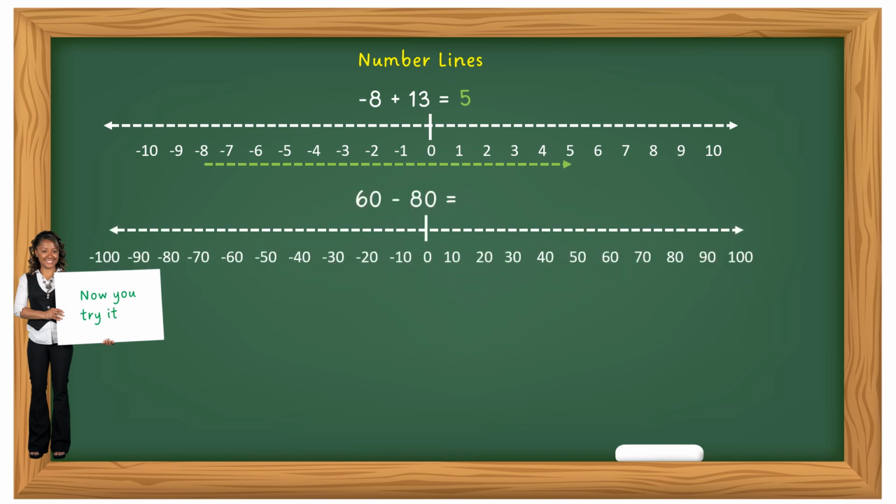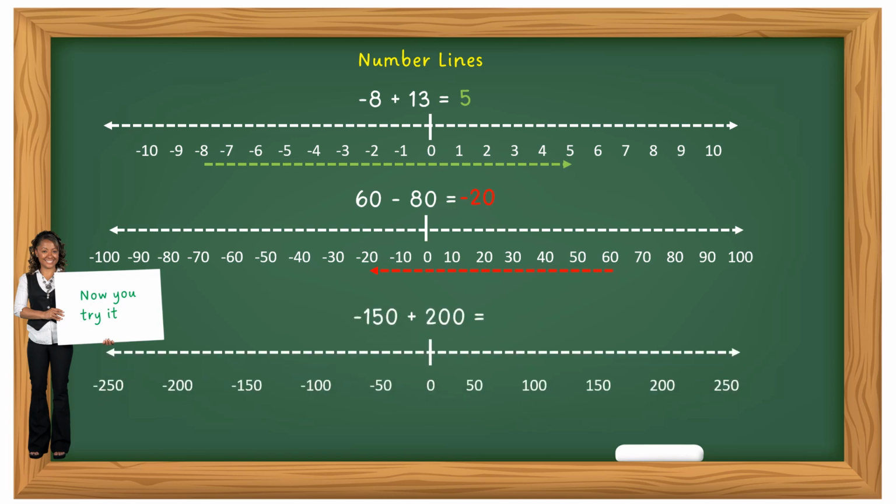All right, let's try this one, 60 minus 80. Again, you're starting at a positive number, 60, and working backwards, you deduct 80 and you end up at minus 20. So minus 20 is the answer. Let's have a look at another one, minus 150 plus 200. Your starting point is at minus 150. You move 200 places to the right because it's positive, and you end up at 50. So you can see now how positive and negative number lines work, so don't get caught out in the future.